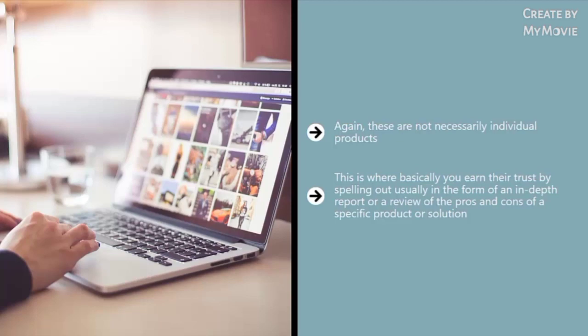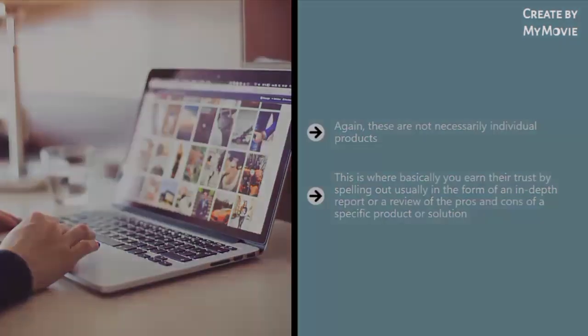This is where you earn their trust by spelling out, usually in the form of an in-depth report or a review, the pros and cons of a specific product or solution. From here, you can then convert them. You can link them to a conversion funnel, or you can get them to sign up to a mailing list.